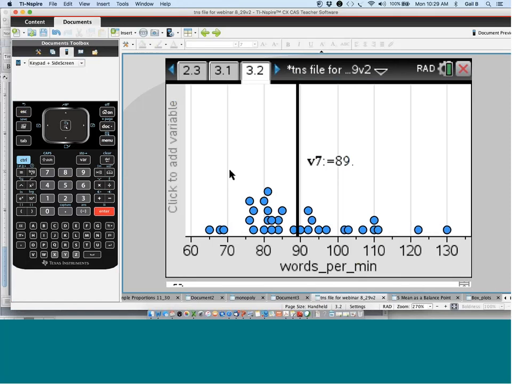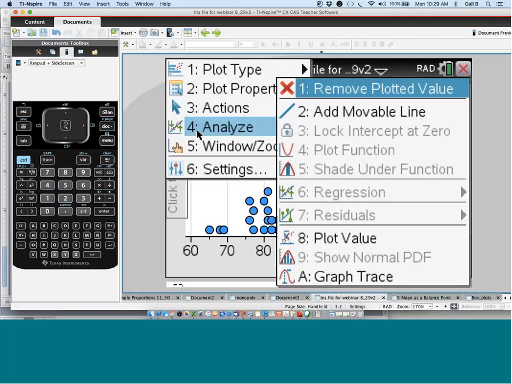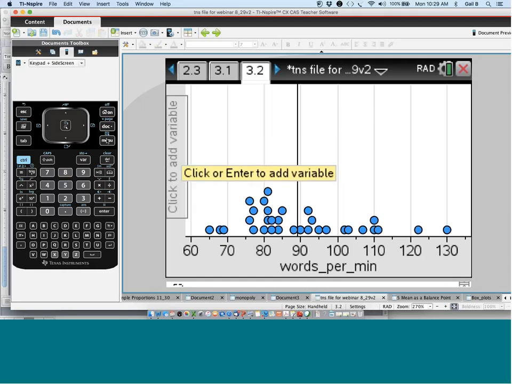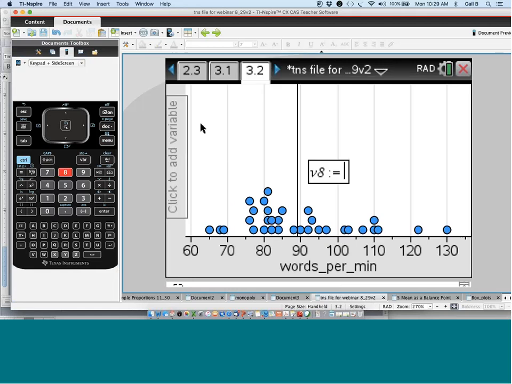And I'm going to look to see what kind of variability I have. The way I'm going to do that is, again, Analyze, Plot Value. I'm going to plot standard deviations above the mean, okay? Analyze, Plot Value. I'm going to plot 129. If I add 1530 to my 89, I get that.